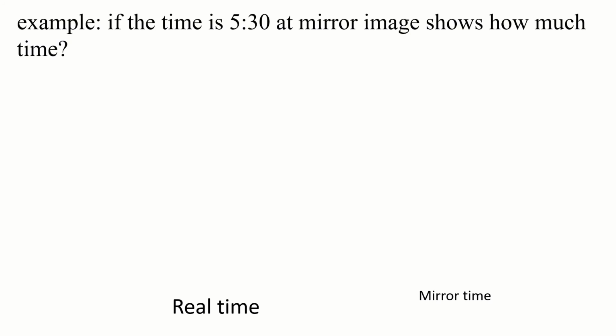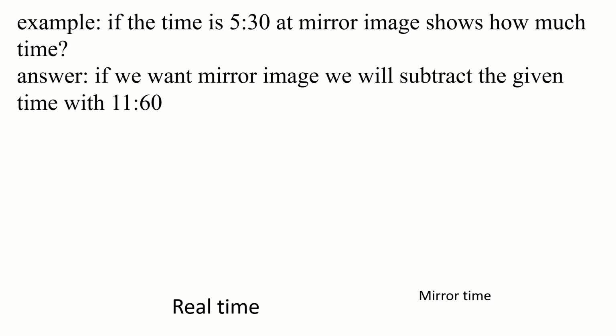Here is another problem. If the time is 5:30, in the mirror how much time does it show? So for this problem, you have to subtract from 11:60. Means you have to subtract the given time from 11:60. If you subtract 5:30 from 11:60, you get 6:30. So in the mirror it looks like 6:30.